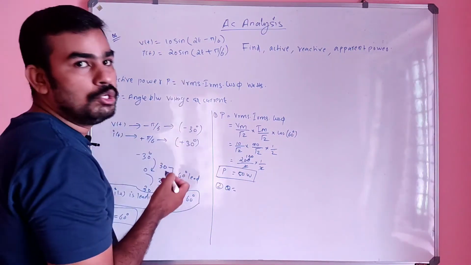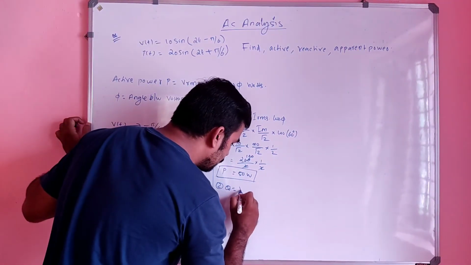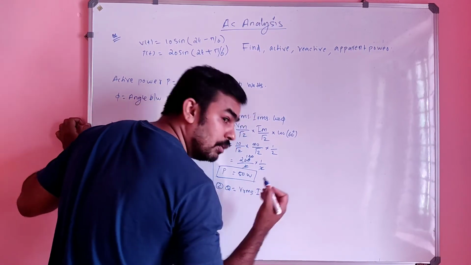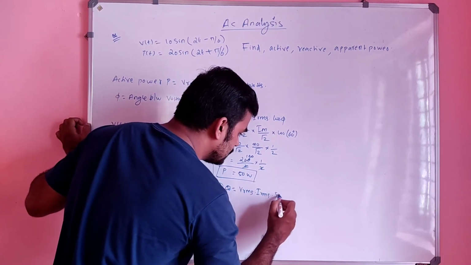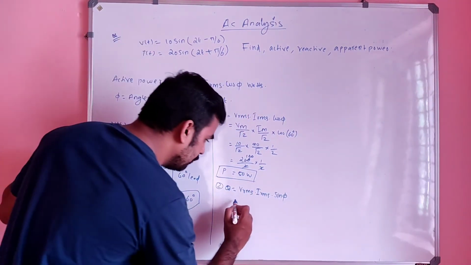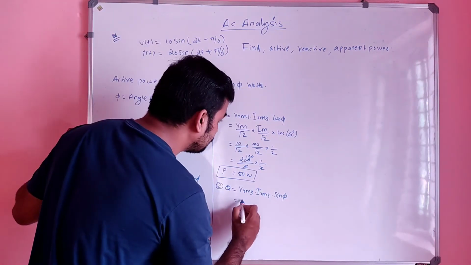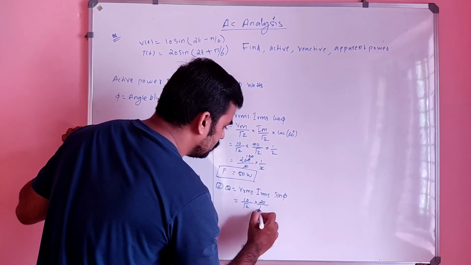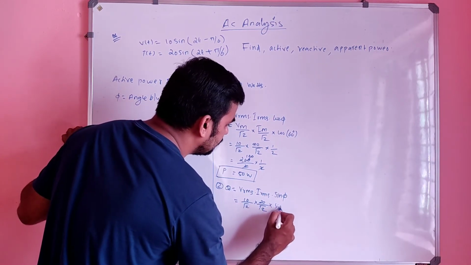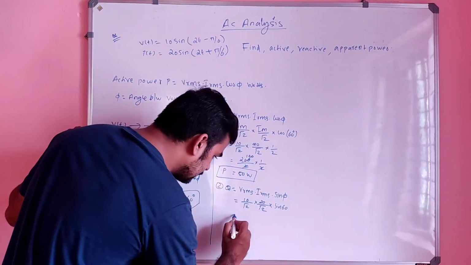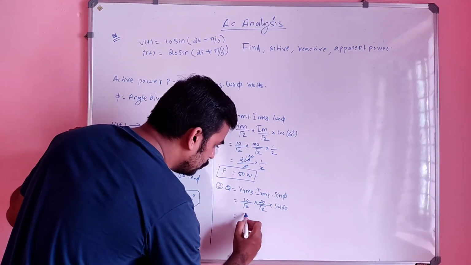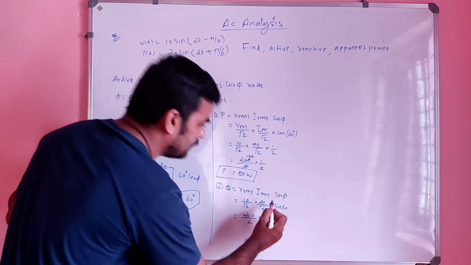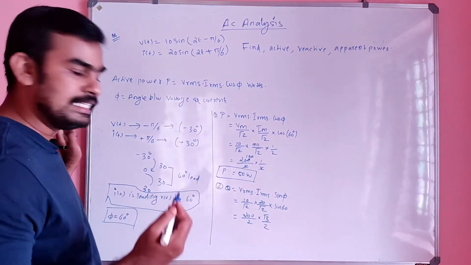You can't directly take 10 into 20, it will be wrong. So Vrms, you write that manner, okay? Then it will not be an error. Vrms into Irms into sin phi. So it will become what? What is Vrms here? Again 10 by root 2, no change in that. Again 20 by root 2, again no change in that. Sin 60. Is it correct? It will become what? 200 by 2 again into root 3 by 2. Sin 60 is nothing but root 3 by 2, 0.866.